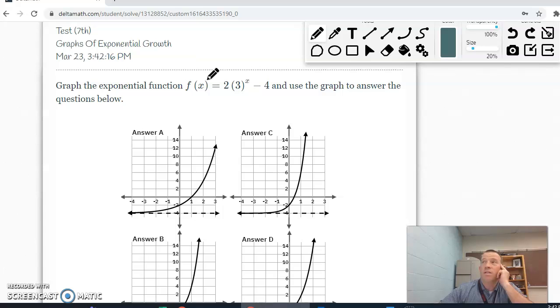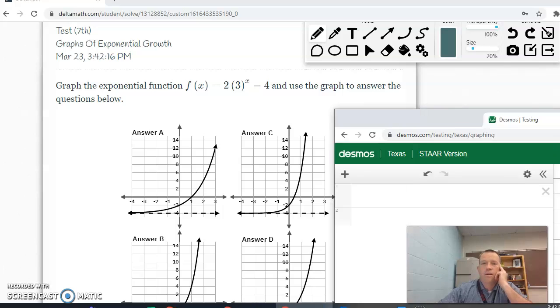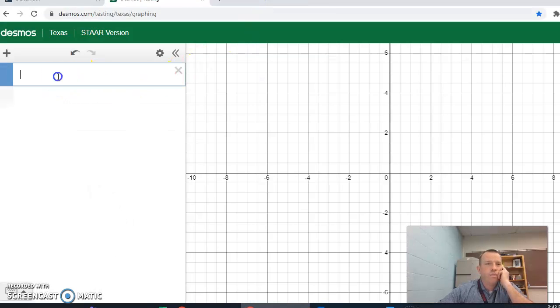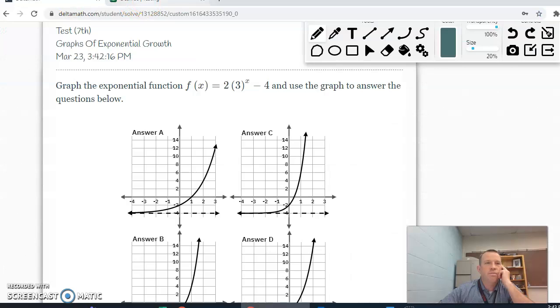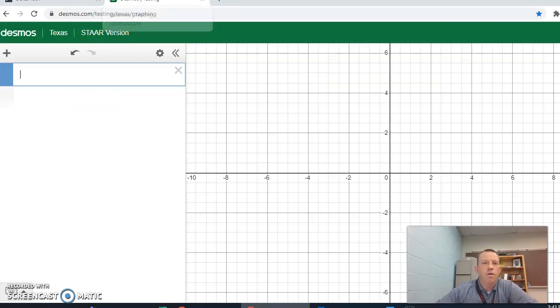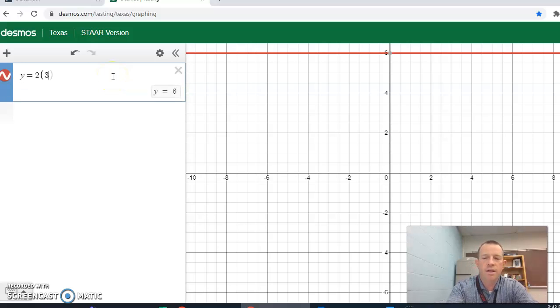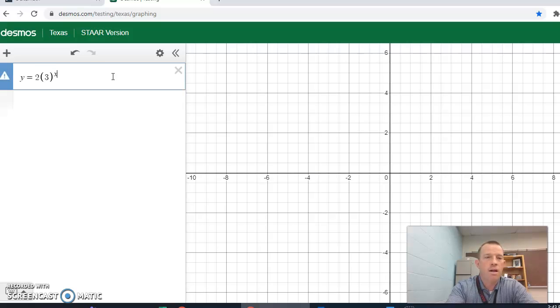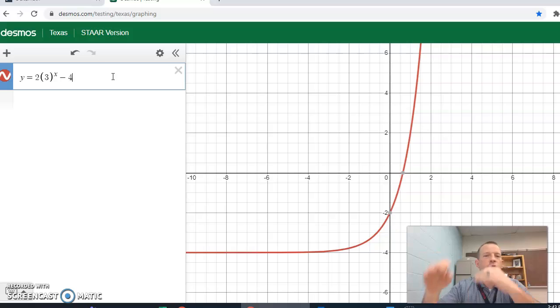So let's go ahead and do that. Let's go graph this in the Desmos graphing calculator. All right, so if we graph that function in Desmos, I'm just going to write this as y equals 2 times 3 to the x minus 4. So we enter that as y equals 2 times 3 to the x and then minus 4, and it graphs it for me so I can see it here.